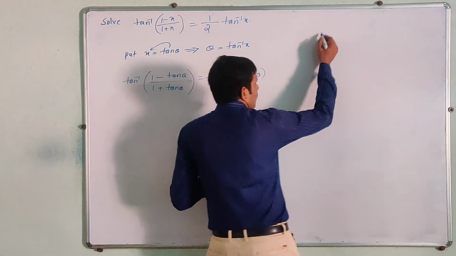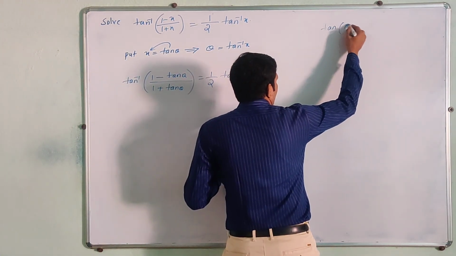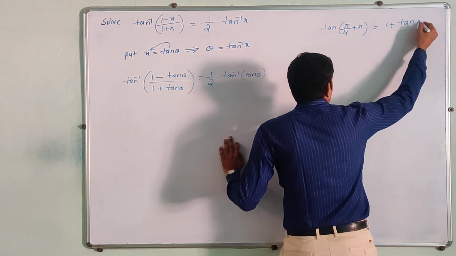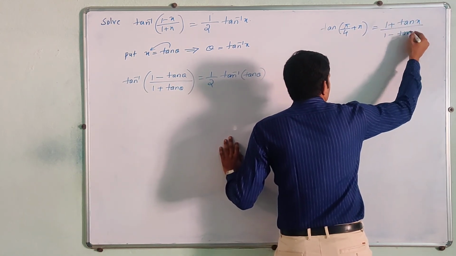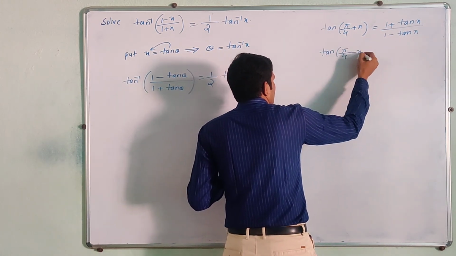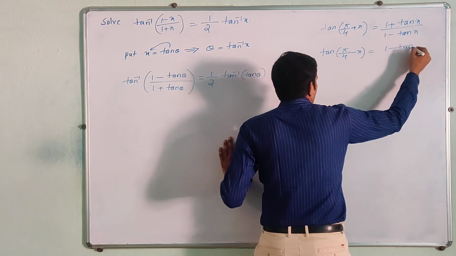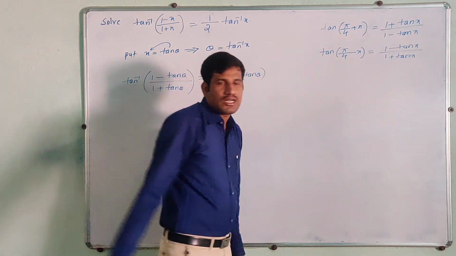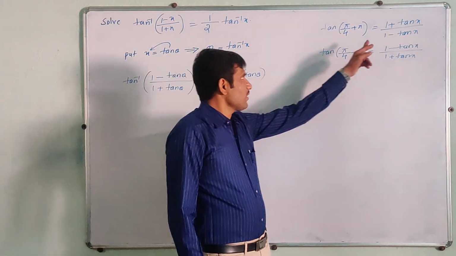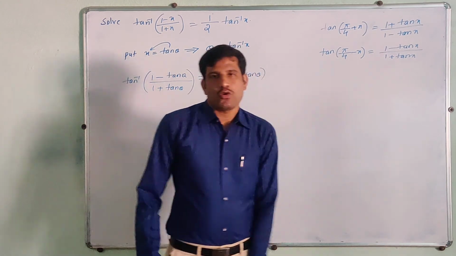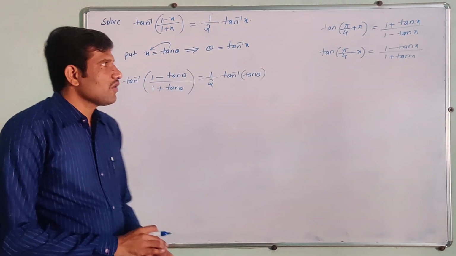First year formula: tan of pi by 4 plus x is 1 plus tan x divided by 1 minus tan x. Similarly, tan of pi by 4 minus x is 1 minus tan x by 1 plus tan x. So this we have already studied in first year, right?